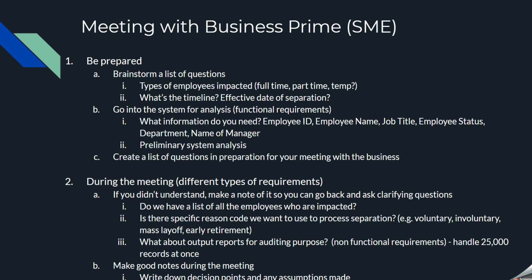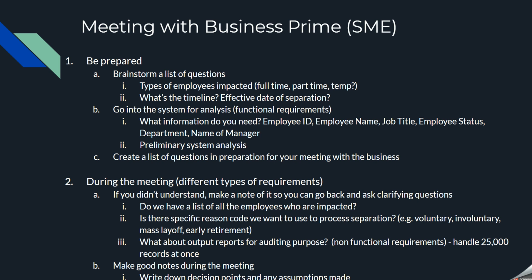Some of the questions that I would ask are: what are the types of employees that are impacted? Are they all going to be full-time, part-time, temp, or a mix of all three? You have to understand the different types of employees who are going to be impacted by this layoff. What is the timeline? What is the effective date of separation that we're going to use in the system to process this massive layoff?